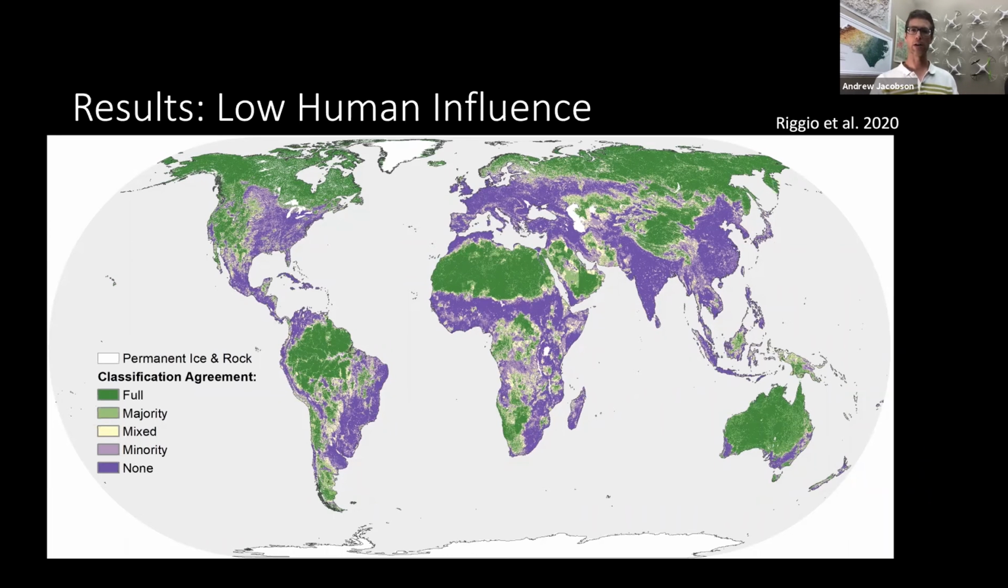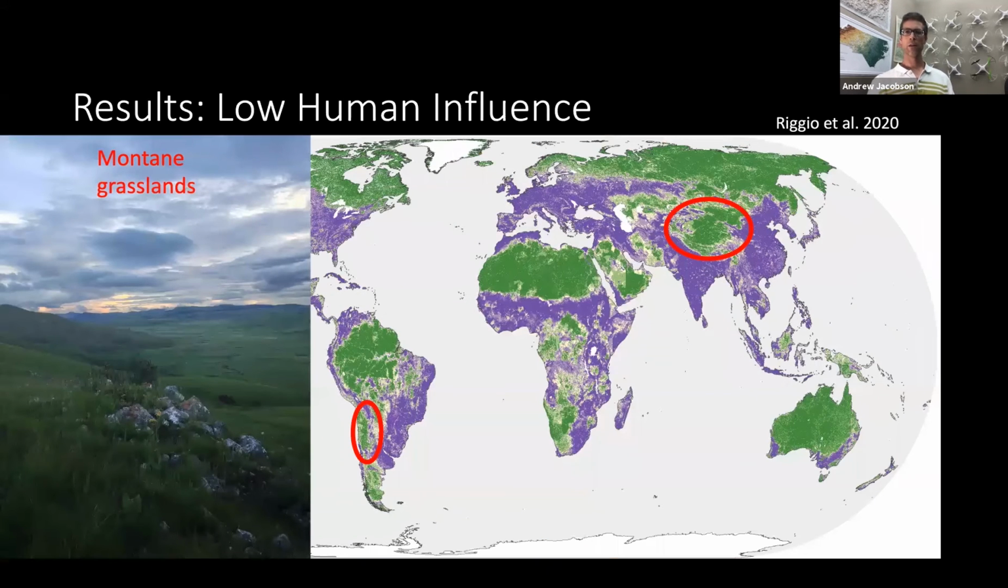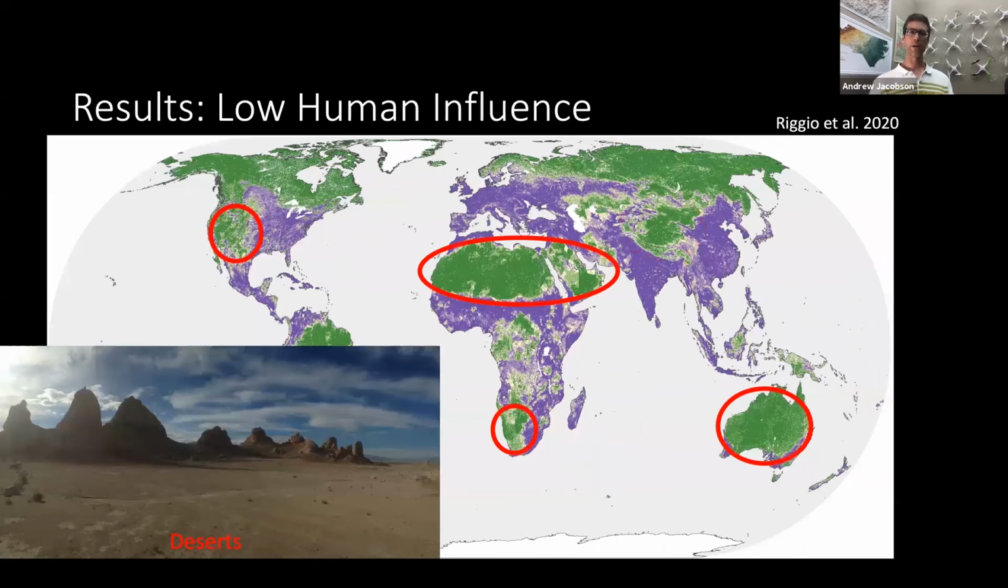Okay, so spatially then, how did this area fall out? Well, we found the majority of the agreement of where these areas of low human influence were was in cold areas, like the boreal forest or the tundra, places not terribly conducive to permanent human occupation, large cities, agriculture, things like that. They're also found in montane areas, montane grasslands like the Tibetan Plateau. And then primarily they're also found in areas that were deserts, dry areas. So like the Saharan Desert, the Australian outback, or the American Southwest.